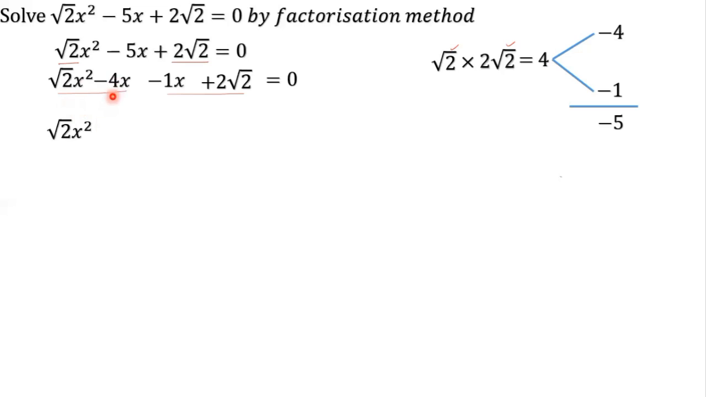So now rewrite like this, root 2 x square minus 4 can be written as 2 into 2 and 2 can be written as root 2 into root 2 into 2x. I have written 4 as root 2 into 2 because to take the common factor outside. 4 is same as root 2 into 2. Then minus 1x plus 2 root 2 is equal to 0.